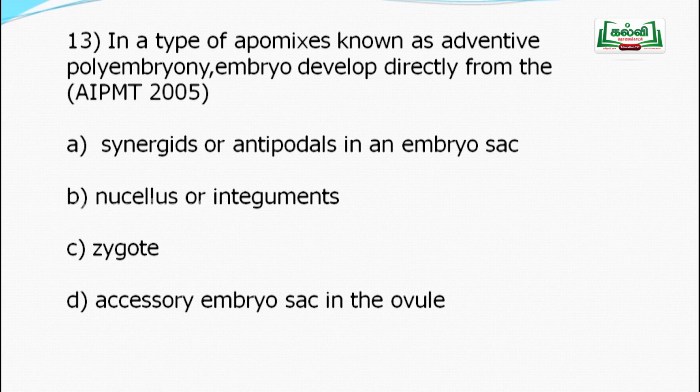Then question number 13, in a type of apomixis known as adventive polyembryony, embryo develops directly from option A, synergids or antipodals in embryo sac, option B, nucellus or the integuments, option C, zygote, option D, accessory embryo sac in the ovule. The question is in a type of apomixis. You know, apomixis is development of a new organism, a new offspring, without the fusion of gametes. So, apomixis means fusion of gametes is totally absent.